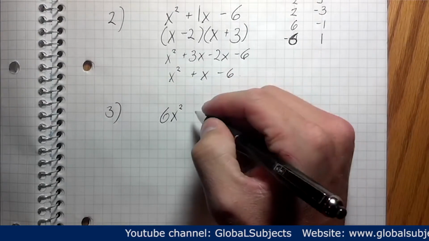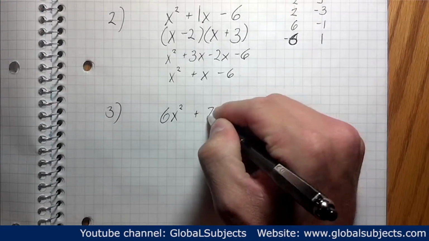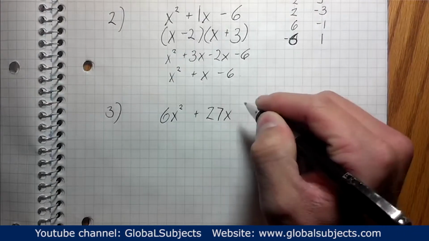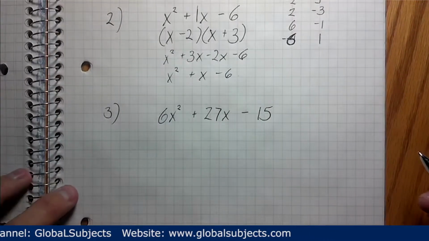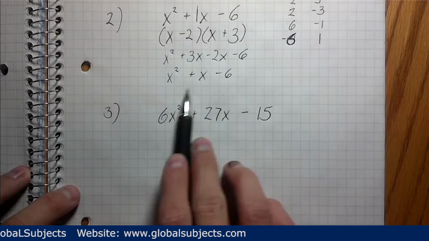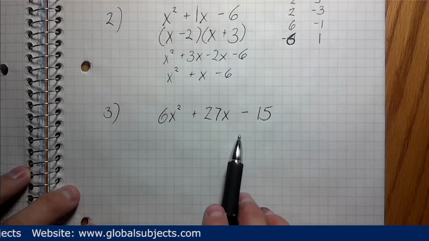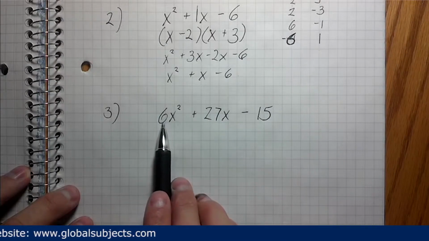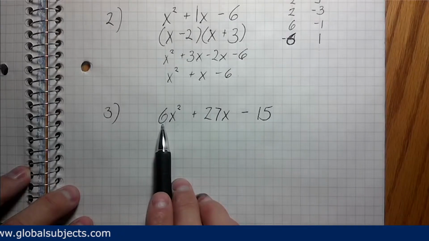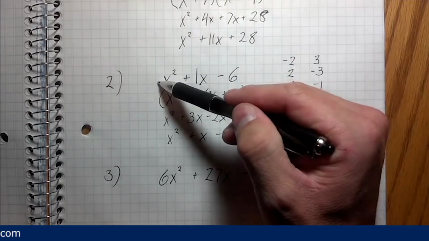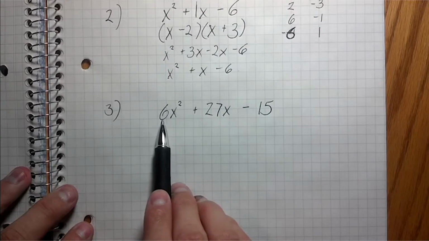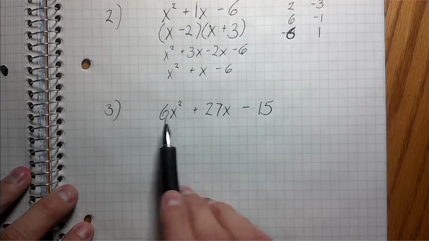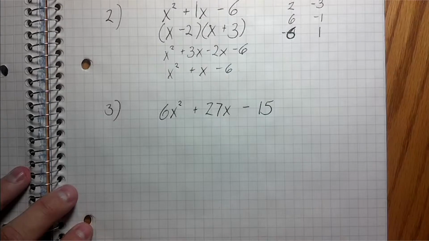6x squared plus 27x minus 15. So there's all kinds of stuff going on here. So what's the first thing that you notice about this equation or this expression that's different? See how this beginning term here is not 1? See how this is a 6? See how like here there was no number in front, right? This was just x squared. So this changes things just a little bit when you have a number in front of the x squared, okay? You have a coefficient of the x squared, okay? So, but it's still doable.